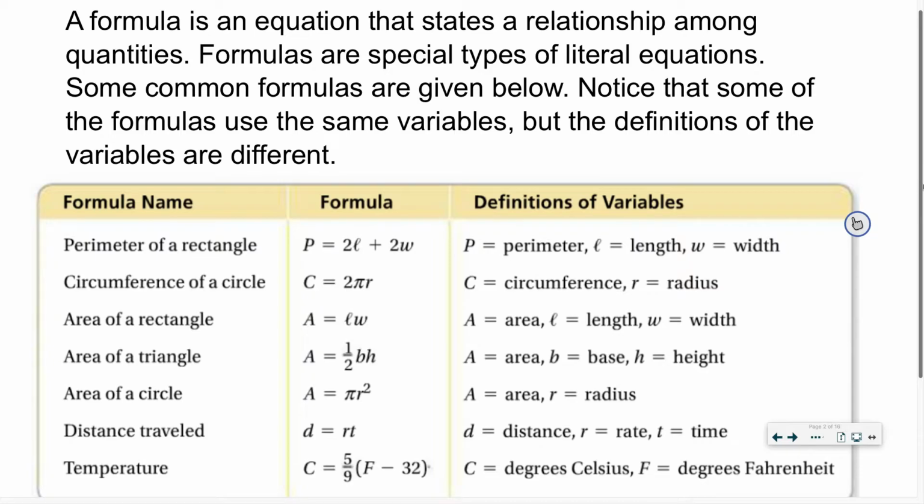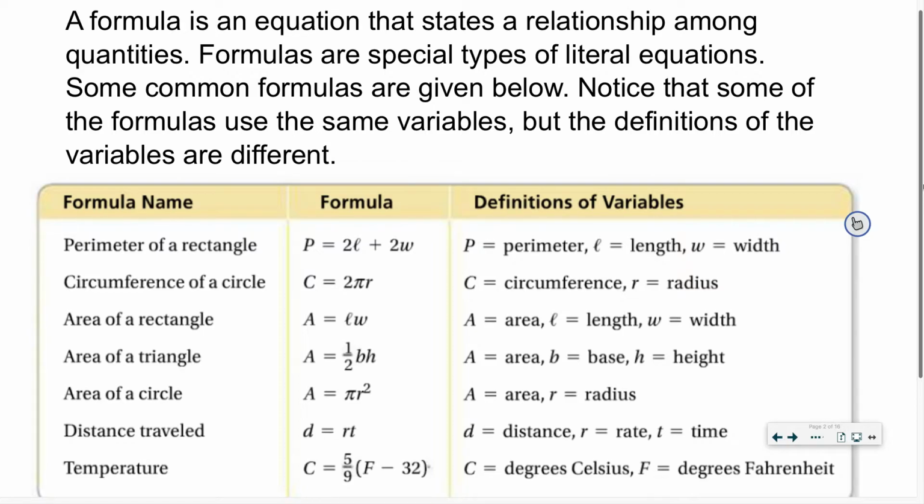So yesterday we started working with literal equations. It's a 9th grade topic, but it's very, very similar to solving equations that you've already done. The difference is now you're not just dealing with numbers, now you might be seeing some more variables. Okay, so here are a few formulas.